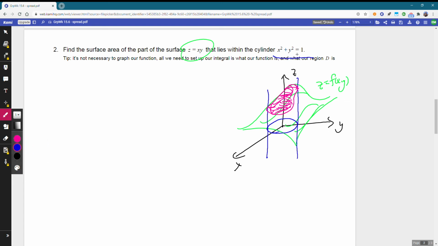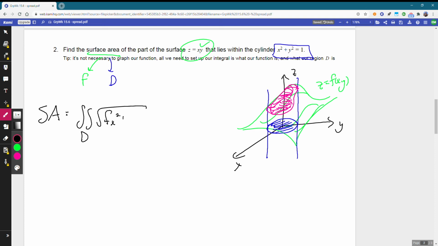Recalling the two pieces of information that we need to know to compute surface area, we need to know our function f. We have that, it's x times y. And we also need to know our region D, and that's actually handed to us since we're looking inside this cylinder, just everything inside that unit circle. All right, so right away we can set this up. Our surface area is the double integral over our region D of root f_x squared plus f_y squared plus 1.